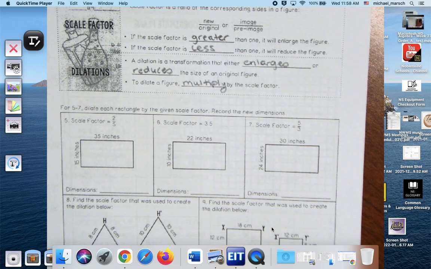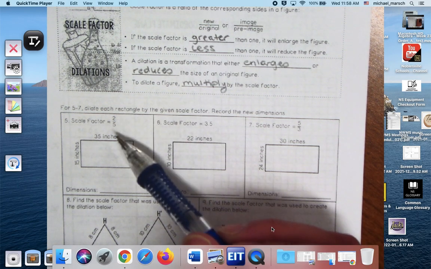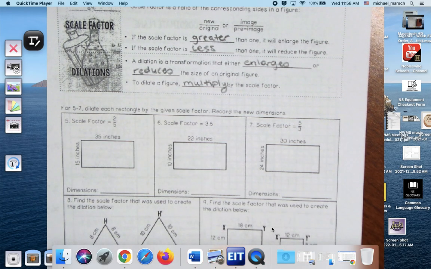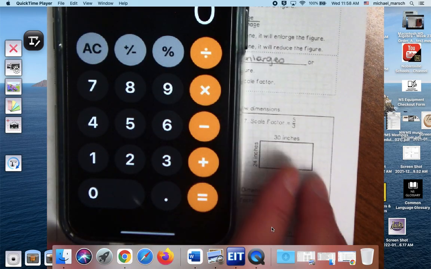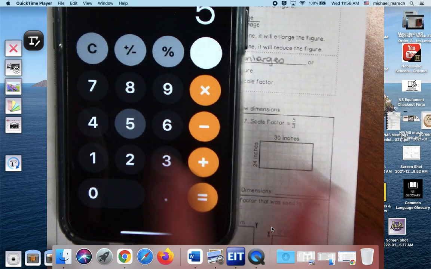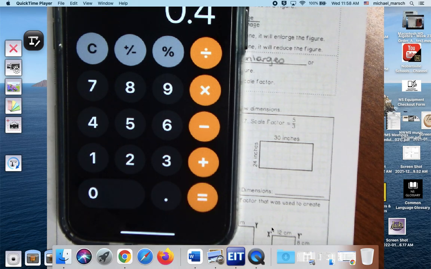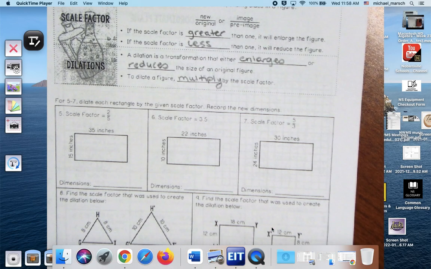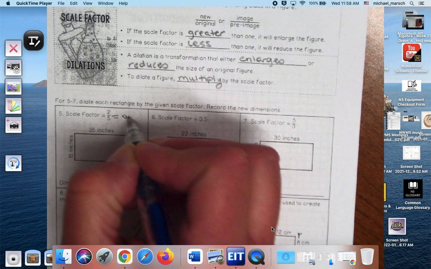How do I turn a fraction into a decimal value? What do you do? What math? No, divide. So if I wanted to change 2/5 into a decimal, in my calculator, I would do 2 divided by 5. So you divide the numerator by the denominator. So 2/5 is actually equal to 0.4.